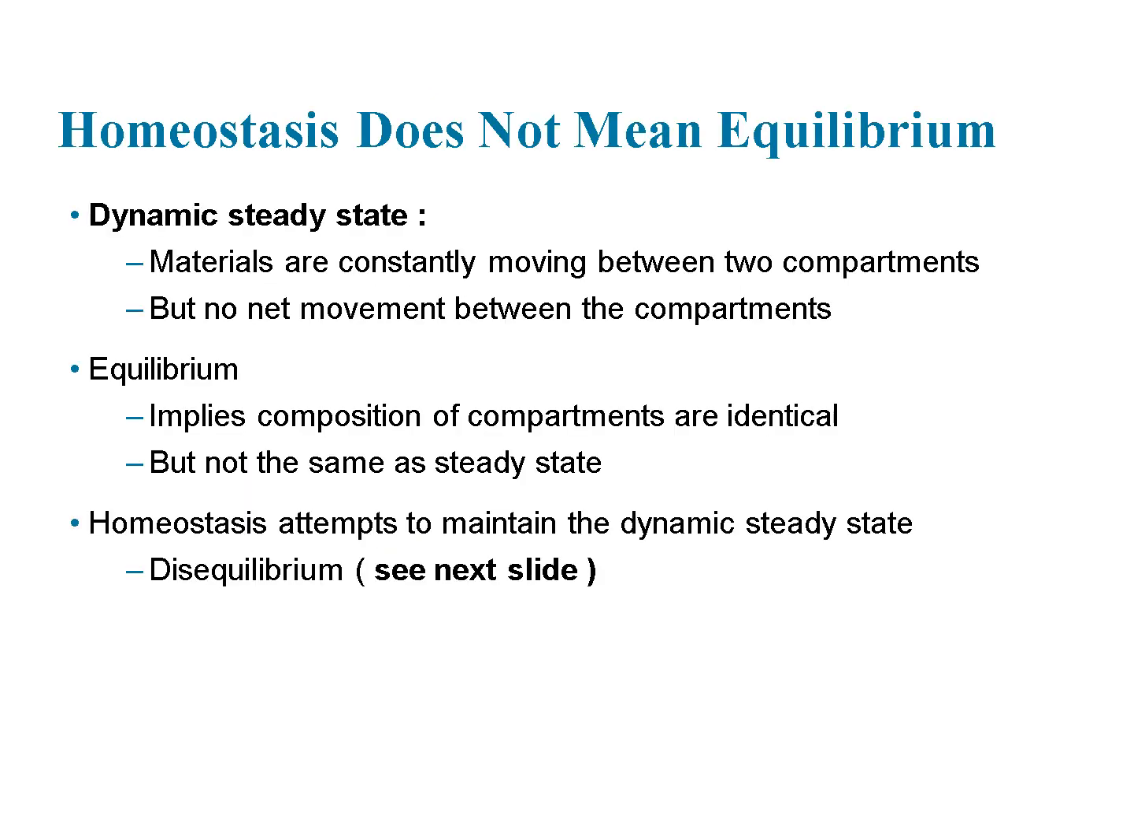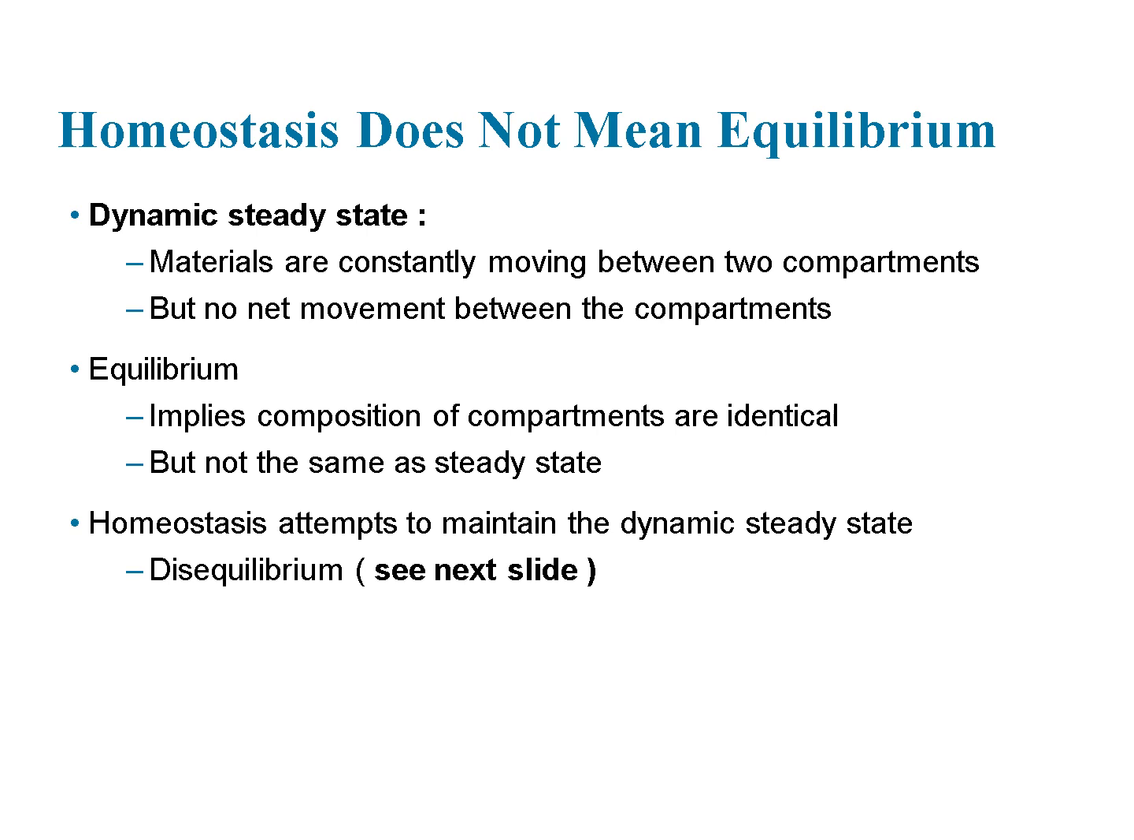While homeostasis is crucial for maintaining balance in the body, it's important to understand that homeostasis does not mean equilibrium. The body operates in a dynamic, steady state. Materials are constantly moving between compartments, such as oxygen and carbon dioxide between blood and tissues. However, there is no net movement. The overall levels remain stable despite the constant exchange.